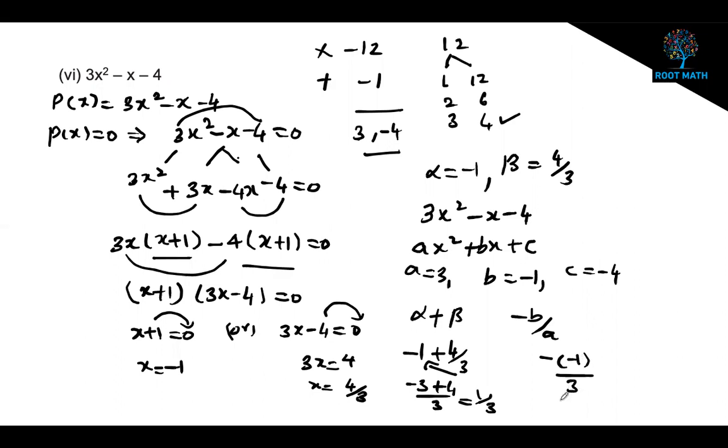So negative and negative will become positive. So 1 over 3. You can see both have the same value. So alpha plus beta is equal to negative b by a is verified.